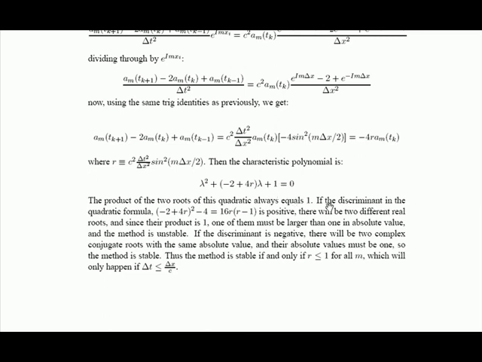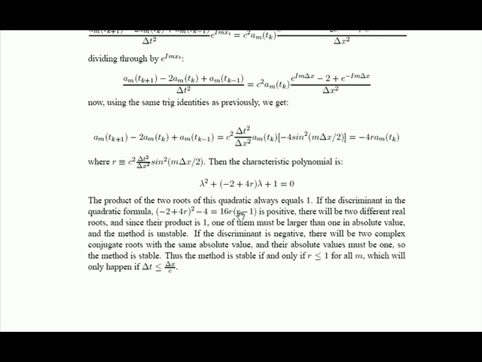If the discriminant, which is b squared minus 4ac, which comes out to 16r times (r minus 1), is positive, that means you have two real roots whose product is 1, and two different real roots. If they're different, one of them has to have absolute value greater than 1, and one has to have absolute value less than 1. The fact that one has absolute value greater than 1 means the thing is unstable. So if the discriminant is positive, it's unstable.